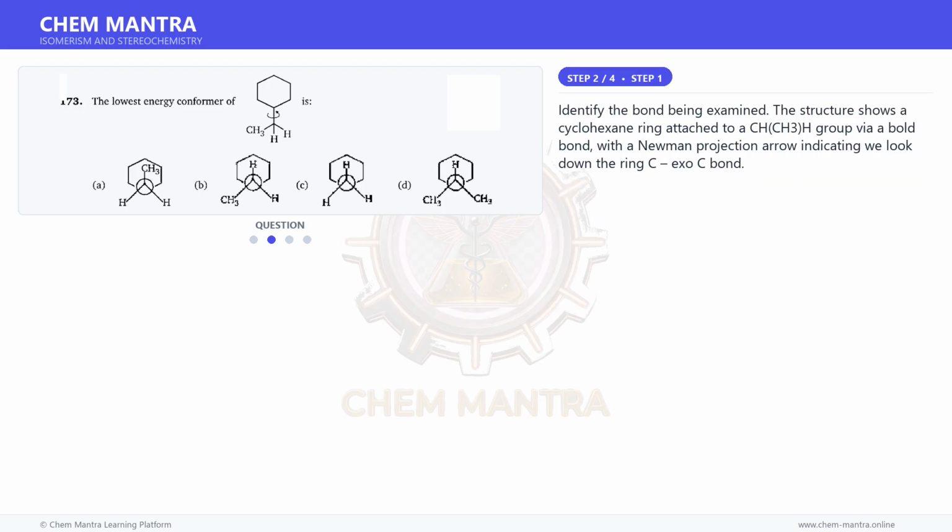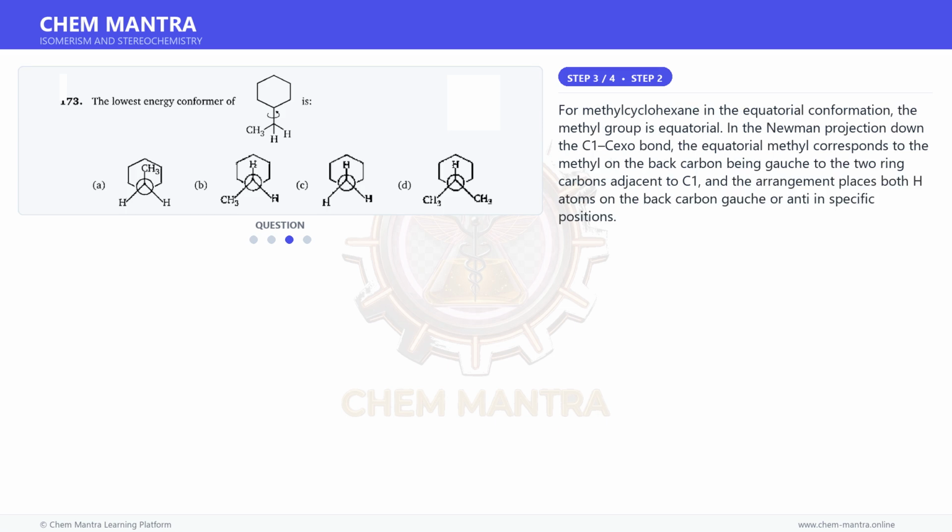Moving on to the next step. Identify the bond being examined. The structure shows a cyclohexane ring attached to a CH3, H group via a bold bond, with a Newman projection arrow indicating we look down the ring C, CH3 bond.